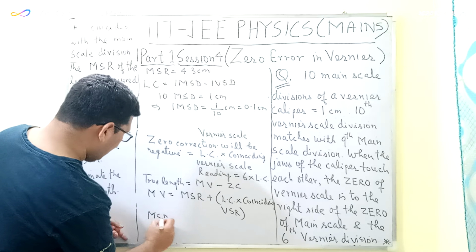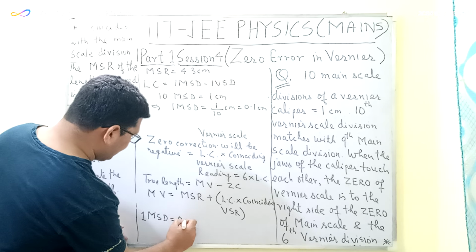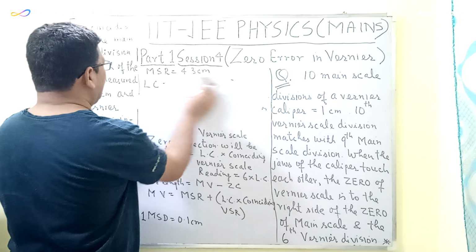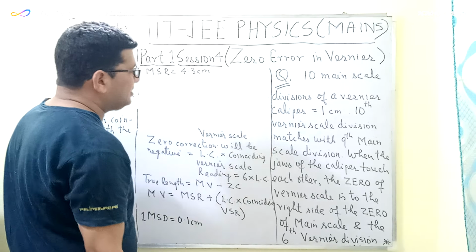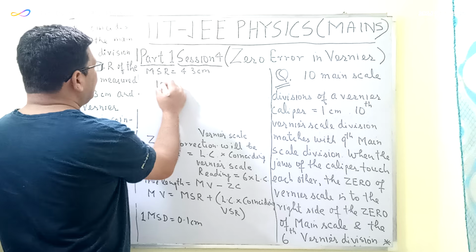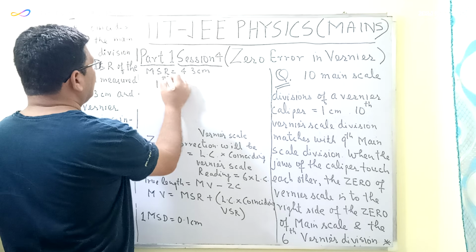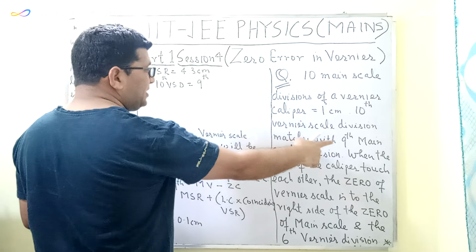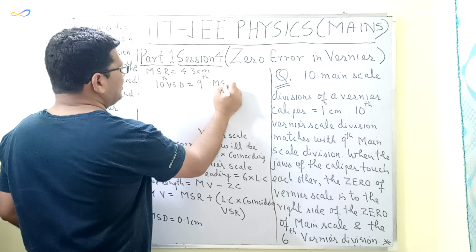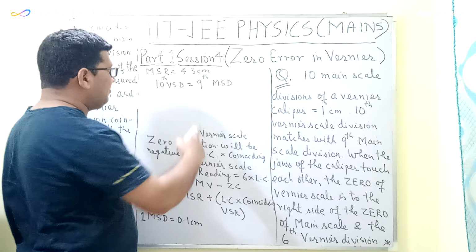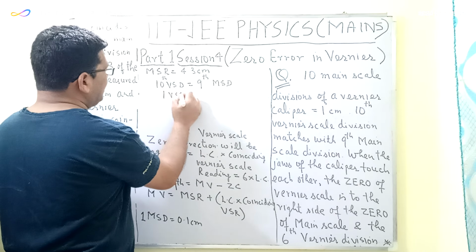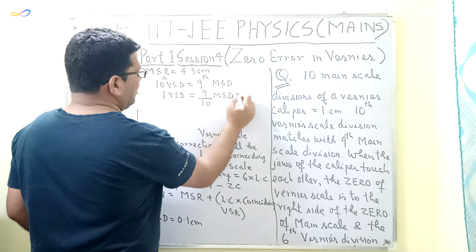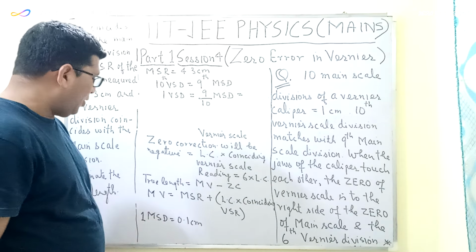That is, 1 main scale division is equal to 0.1 centimeter. Now, the second point given here is that the 10th vernier scale division is coinciding with the 9th main scale division. So 1 vernier scale division will be equal to 9 by 10 main scale division. And 1 main scale division is equal to 0.1 centimeter.